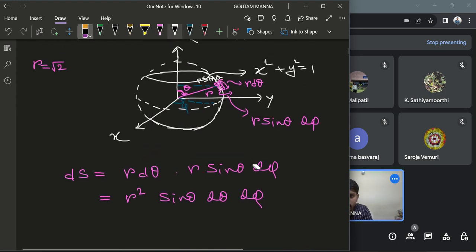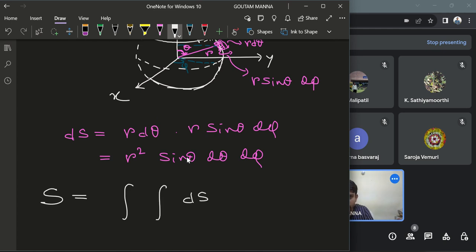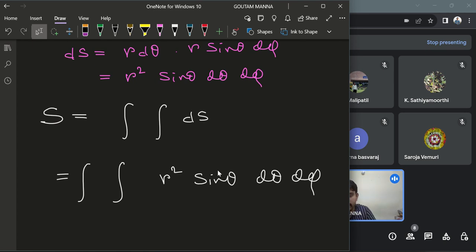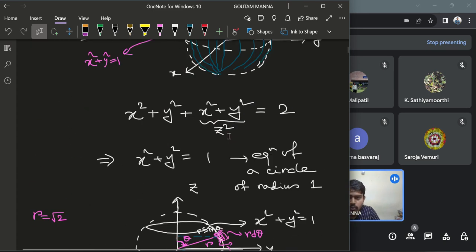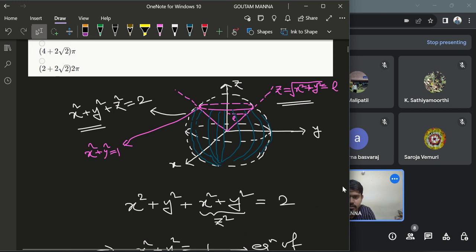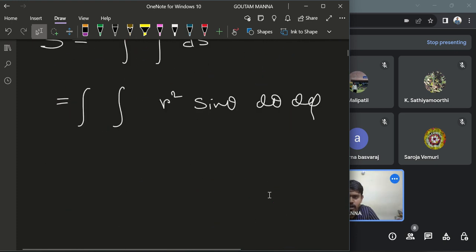And now we want to integrate. This is a small surface element, so if we add them up, that means if we integrate over theta and phi, we will get the total surface area. So the total surface area is the integral of ds, which is r square sine theta d theta d phi. Now we don't want to integrate over the whole sphere. We are asked to find the area of the lower portion cut off this sphere by the cone. So we have to integrate in this region, and depending on our integration region, we need to fix the integration limits. Let's look at how the limits will look.